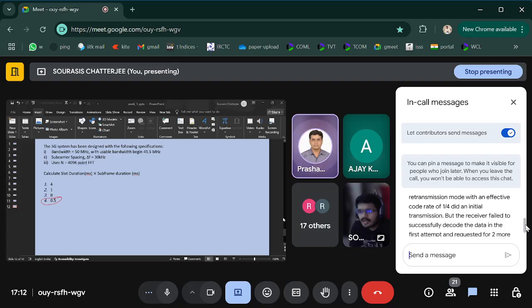So it is the same as that of chase combining. It is saying the incremental redundancy is the same as chase combining. If message as well as parity bits are all sent, it is the same as chase combining.